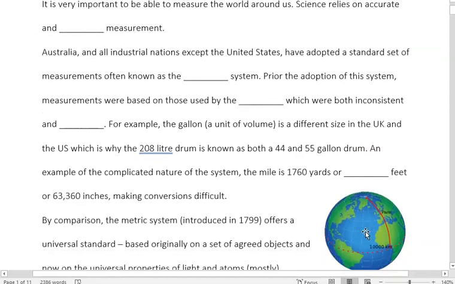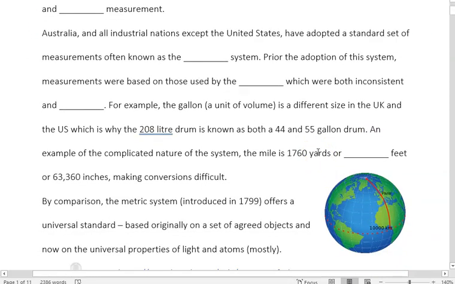An example of the complicated nature of this system is the mile is 1760 yards or 5280 feet. If you want to write that in, 5280. I'm not going to test you on that. I only want you to write that down just so you have an idea of how ridiculous the units are. People have to remember five tomatoes, five tomatoes. There you go. Because you have to say it like an American for it to make sense. Anyway, 5280, or 63,360 inches. This obviously makes conversions difficult. If you want to convert between miles and inches, you've got to use these unusual values.